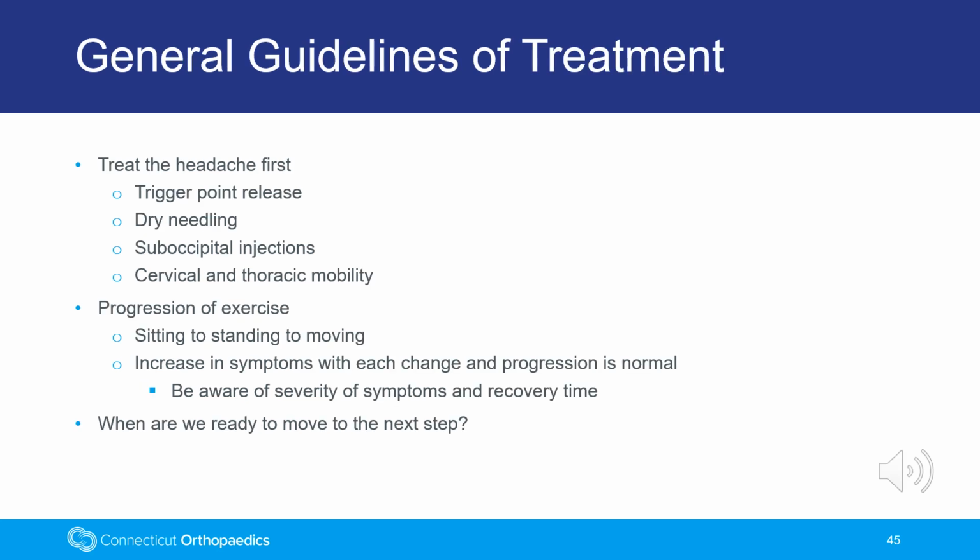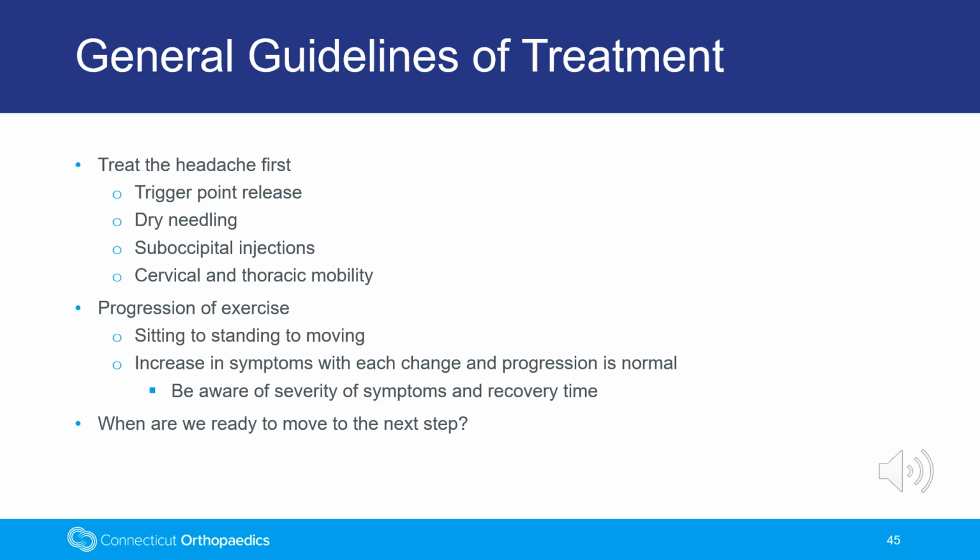There are some general guidelines to treating concussion. The general guidelines to treatment include treat the headache first. To treat the headache, you can utilize various manual techniques such as trigger point release and dry needling, as well as cervical and thoracic mobilization. There has been research that shows that suboccipital injections help relieve headache and muscle tension to improve concussion-type symptoms.